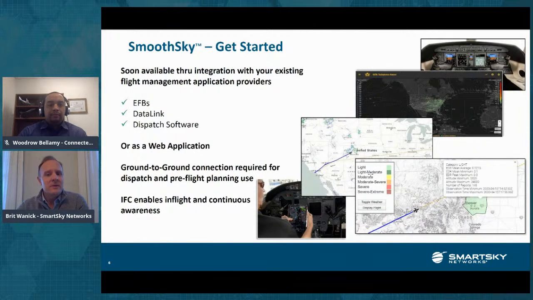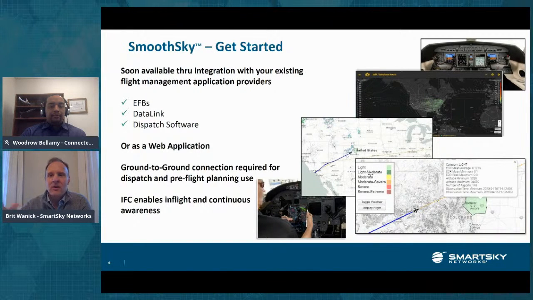So if I'm interested, how do I get started, right? What do I need to do, and what would this mean to me, and the benefits of being able to do it? And this is where we start to branch out into being able to understand how I can use the data and use the applications and services that SmartSky is providing through SmoothSky, right? We know that there's an existing set of electronic flight bags, there's data link, and there's a set of dispatch software that's available in the marketplace today.